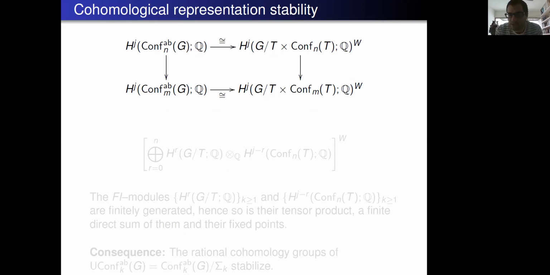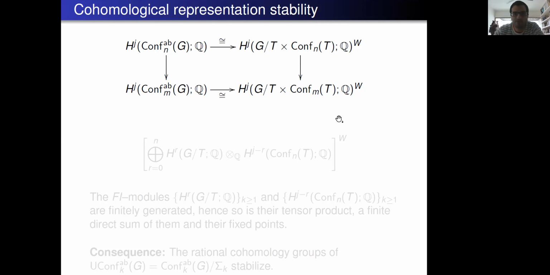Now, for this sequence to satisfy uniform representation stability, what we would like to see is that these Fi modules are finitely generated. And in this case, that happens by using again this description of the cohomology as fixed points. We also have that these maps that forget some of the elements commute if we put here on the right side the map induced by the identity on the first factor and the map that forgets the same elements. I mean, the map that will do the same formula that I did on the right side, but on the configuration space of the torus.